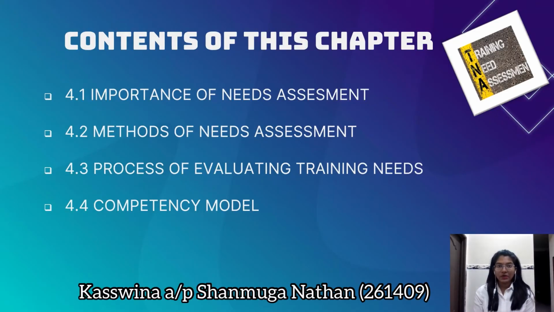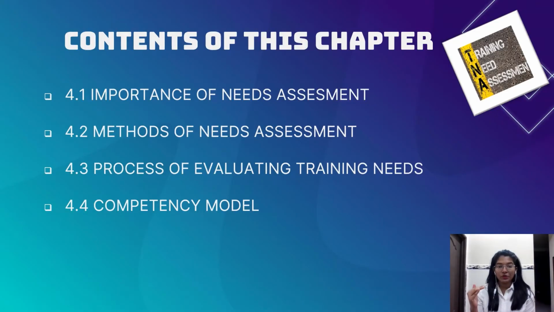In this topic, we are going to cover 4.1 Importance of Needs Assessment, 4.2 Methods of Needs Assessment, 4.3 Process of Evaluating Training Needs, and lastly, Competency Model.